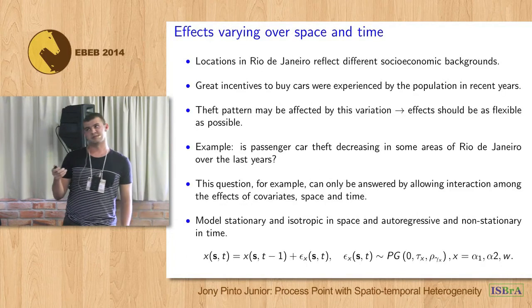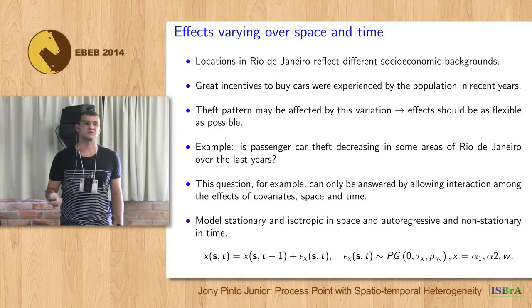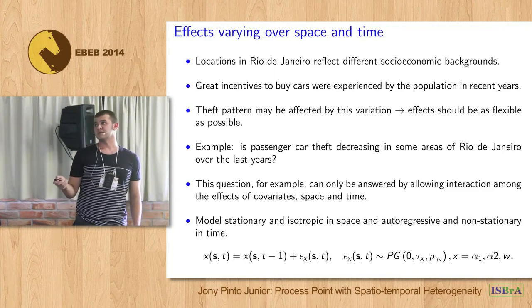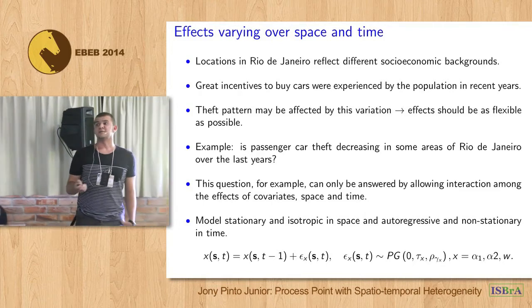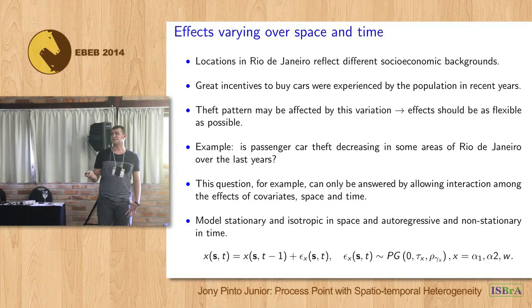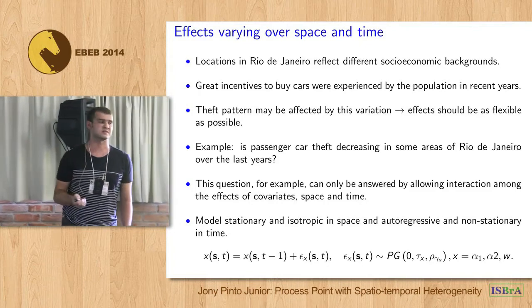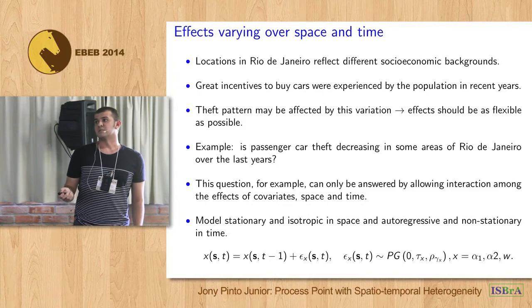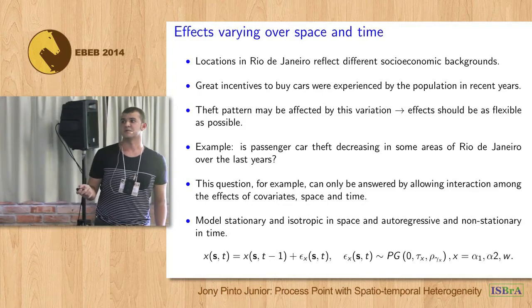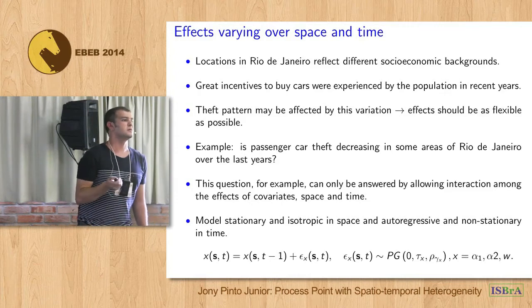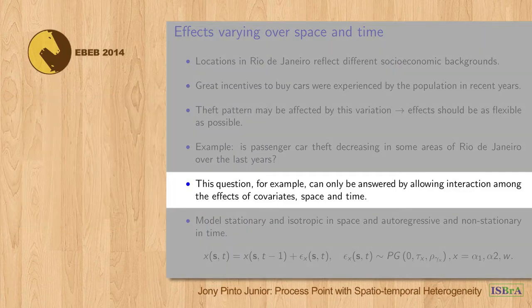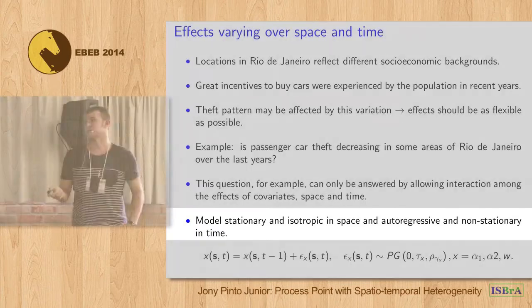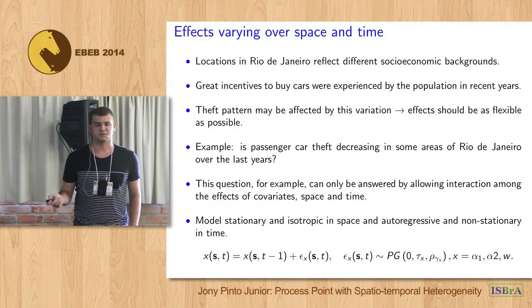Well, the locations in Rio de Janeiro reflect different socioeconomic backgrounds. Great incentives to buy cars were experienced by the population in recent years. So the theft pattern may be affected by this variation, and effects should be as flexible as possible. For example, is passenger car theft decreasing in some areas of Rio de Janeiro over the last years? These questions can only be answered by allowing interaction among effects of covariates, space, and time. We use a model stationary and isotropic in space, and autoregressive and non-stationary in time.